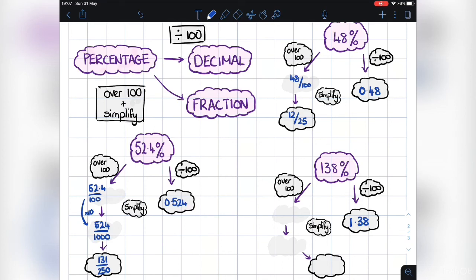Okay, final example then. So 138% is 138 over 100. No messing around with decimals here, but we do have an improper fraction. Let's simplify it first so that it's easier to turn into a mixed number afterwards. So let's half 138, which is 69. So 69 over 50. And if I turn that into a mixed number, that becomes 1 and 19 over 50.